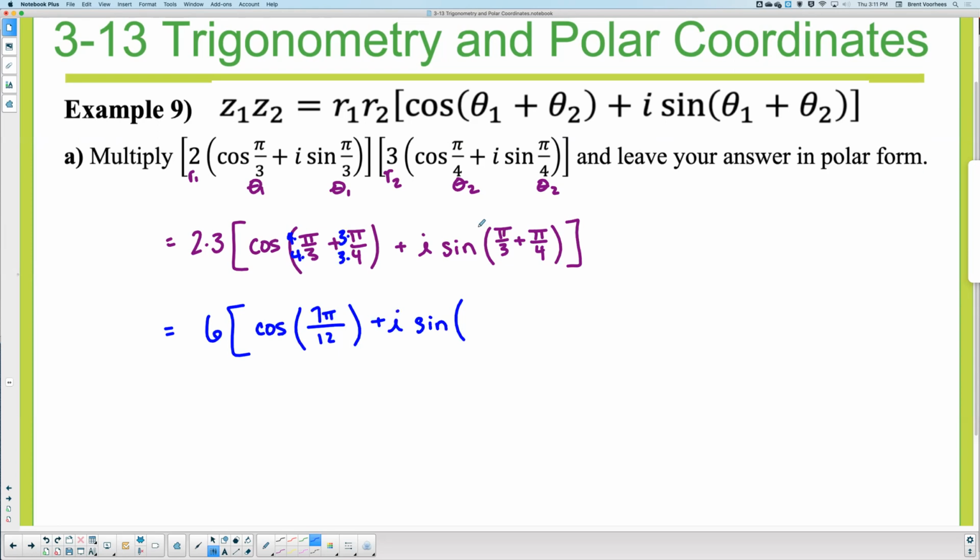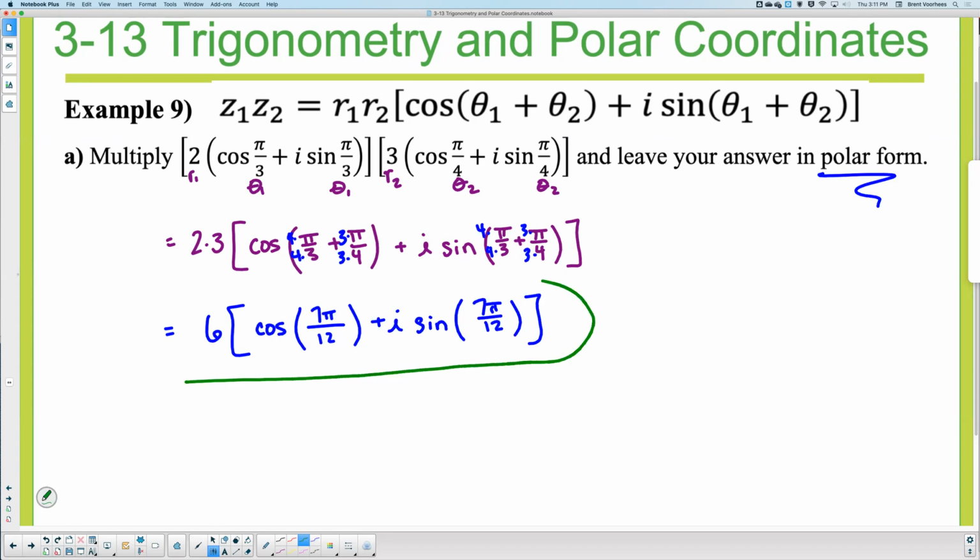Here, again, same thing. I would multiply by 4 over 4 and 3 over 3. And so once again, I'm going to have 7 pi over 12. And that's my value right there, because it says leave it in polar form, which that is polar form. I now have a new radius of 6 and a new theta of 7 pi over 12. So just to make sure you're clear on that, r equals 6 and theta equals 7 pi over 12. That's what those values would represent.